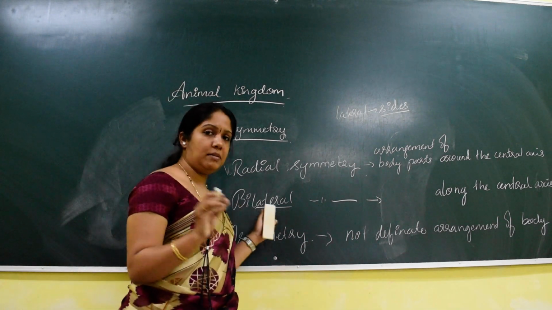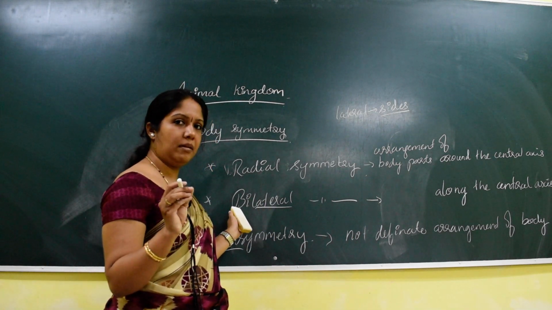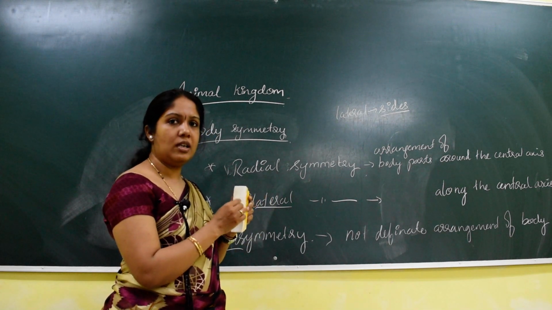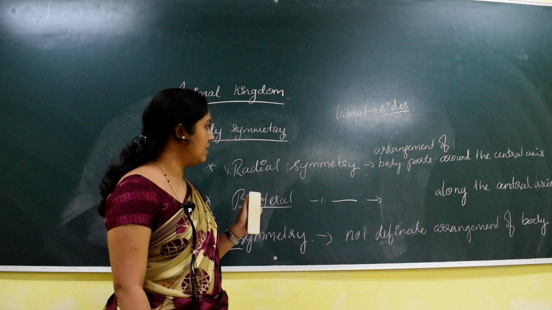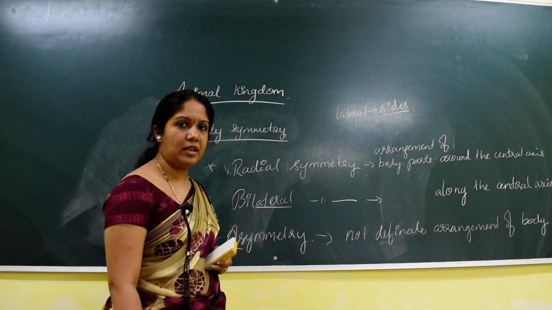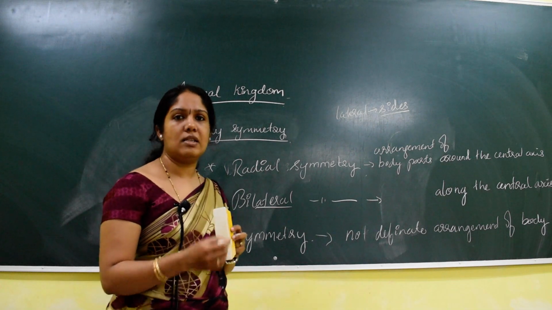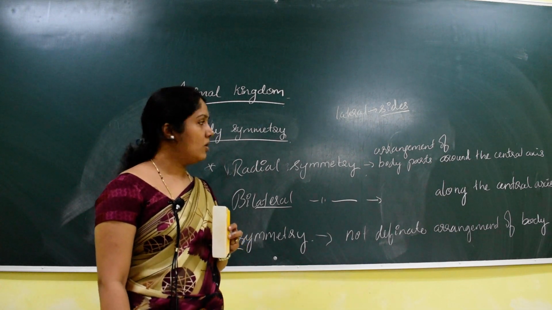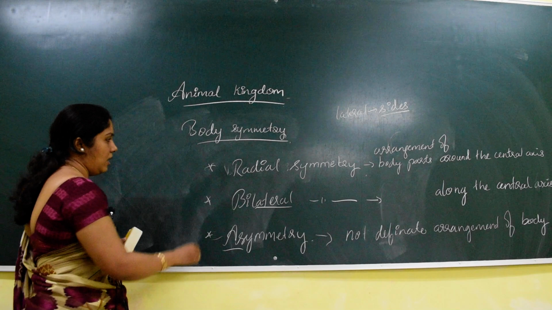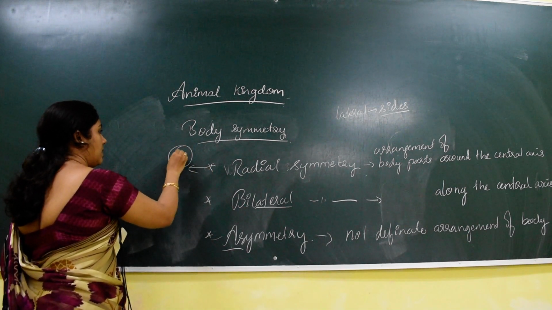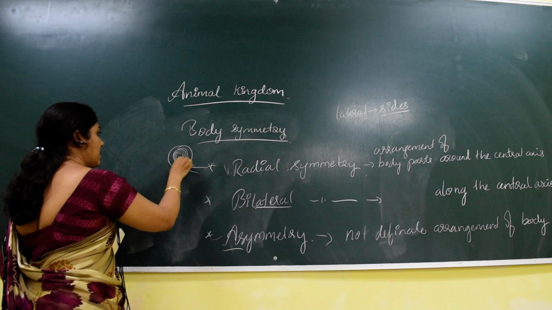Whereas the organism, if I say it is bilaterally symmetrical, means the body parts are arranged on either side of the central axis. Next, a radially symmetrical organism means the body parts are arranged around the central axis. So now this radial symmetry, now I said the body parts are arranged around the central axis.